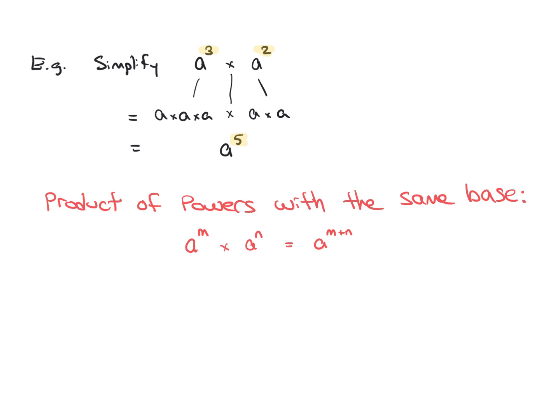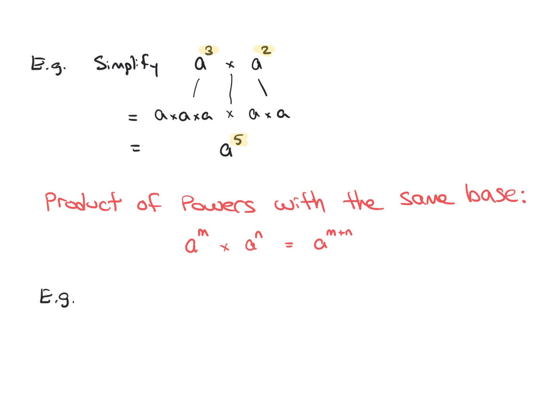Okay, so to summarize, if you have two powers with the same base and they are being multiplied together, if you're asked to simplify it, the answer is the same base, and the new exponent is just going to be the two exponents added together. So we'll do some examples of that, same as the examples above, basically.